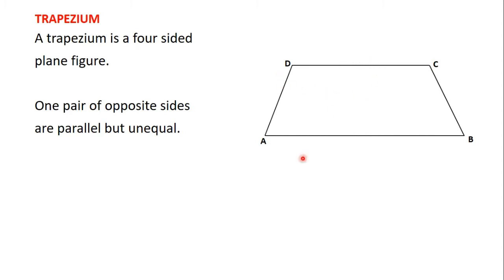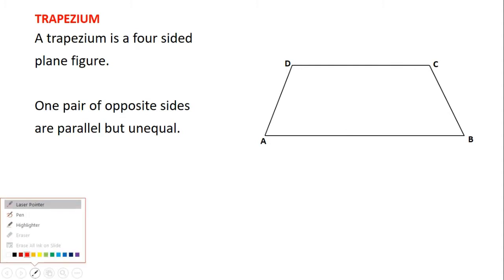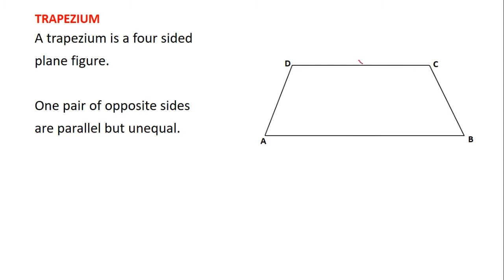If you consider this figure very carefully, we can see that the side DC is parallel to the side AB. So for trapeziums, you have one pair of opposite sides being parallel but not equal. It's clear that the length DC is not equal to the length AB. AB is longer than DC. Remember that AD is not equal to BC.